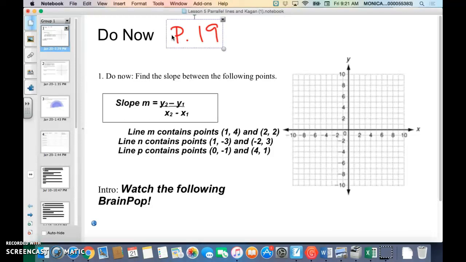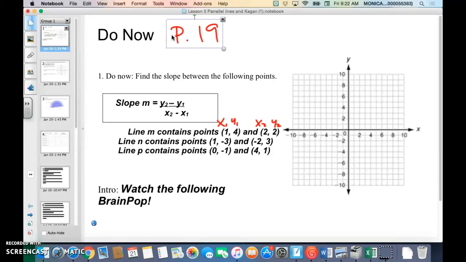Alright, so the first thing we need to do is review what slope is. Remember, slope is the steepness of a line, and you get that by taking your coordinate points and subtracting y2 minus y1 on the top and x2 minus x1 on the bottom. When I'm looking at a coordinate point, I know this is x1, y1, x2, y2. Plug it in the formula and you get what you get.